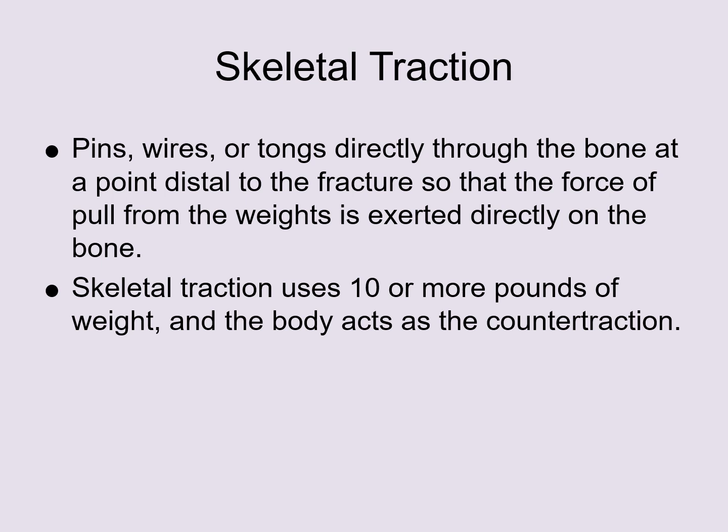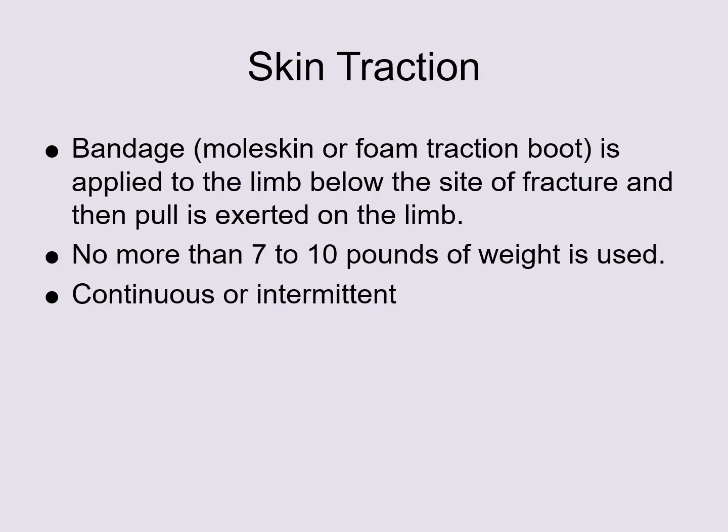Skeletal traction. So there's skin traction, where we're not attached to the bone. We're outside of it. You apply moleskin or foam traction boots to the limb below the site of the fracture, and then the pull is exerted on the limb itself. No more than 7 to 10 pounds of weight is used.